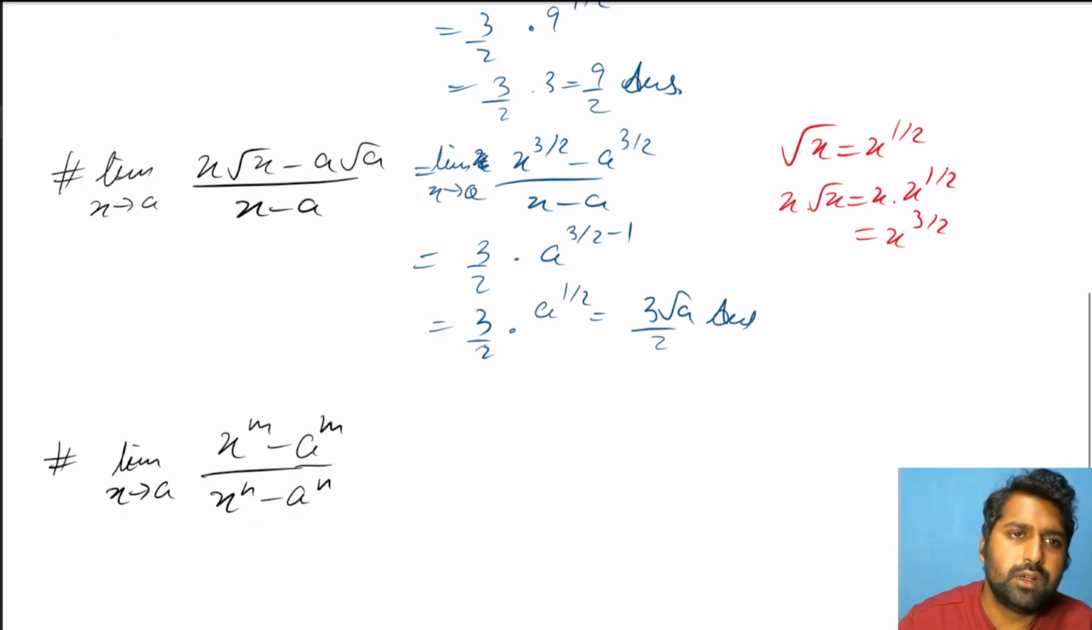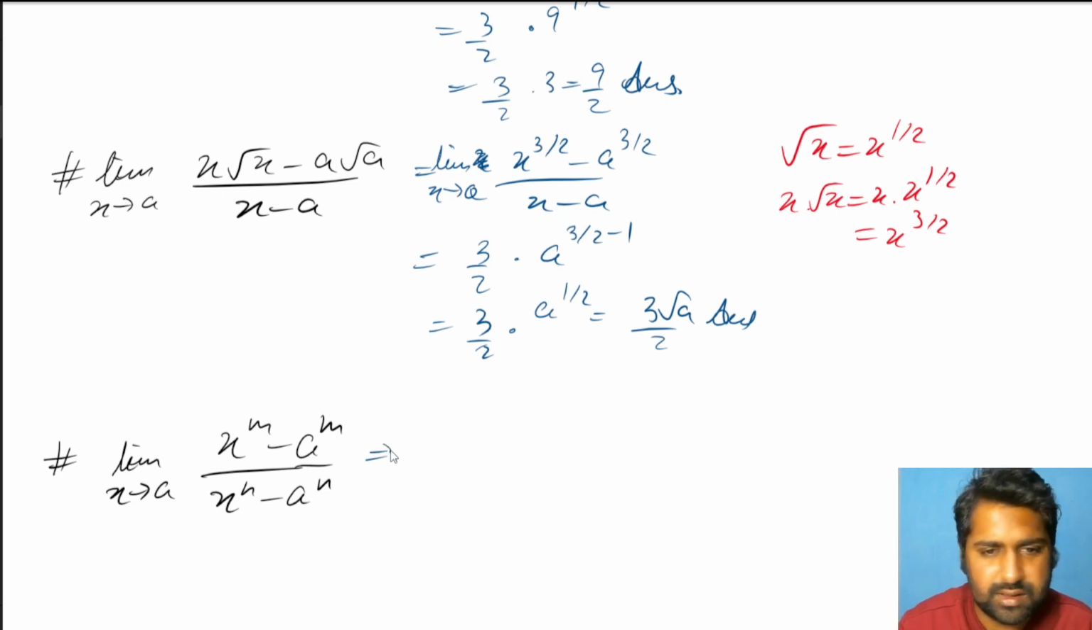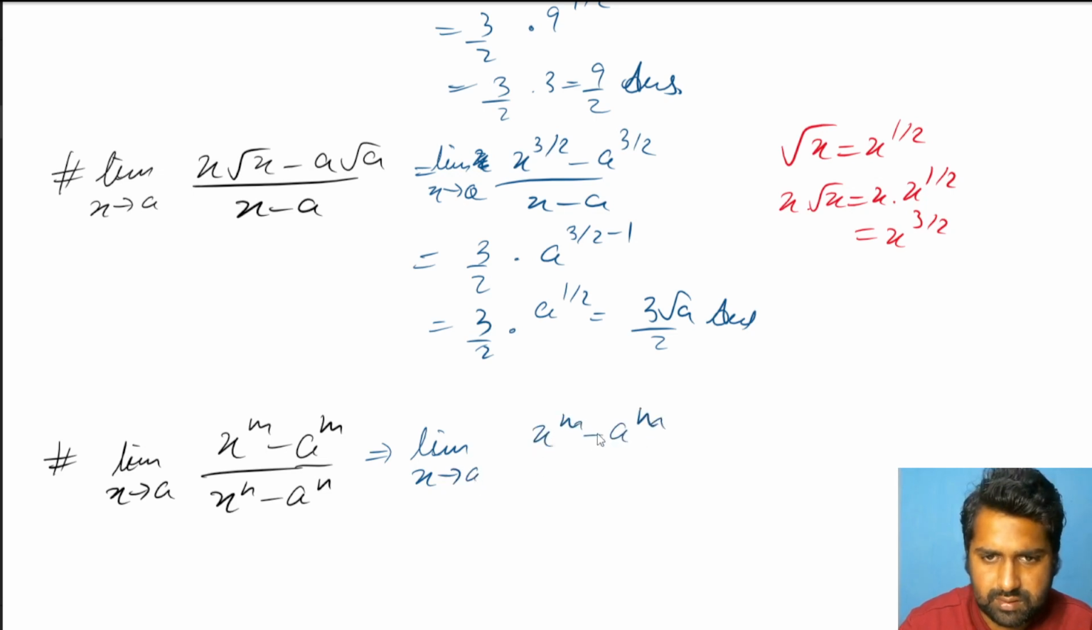Okay. In order to work for this standard limit, what do we need? The denominator as x minus a. It's not present. So what did I tell you? If you need something, generate that. x raised to power m minus a raised to power n divided by x minus a. Numerator is divided, so we have to divide the denominator also.